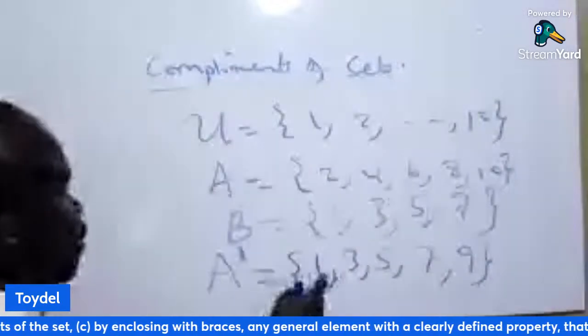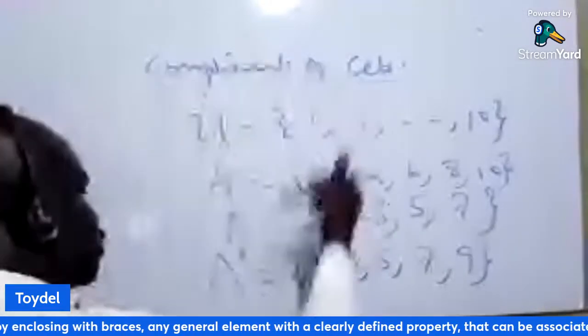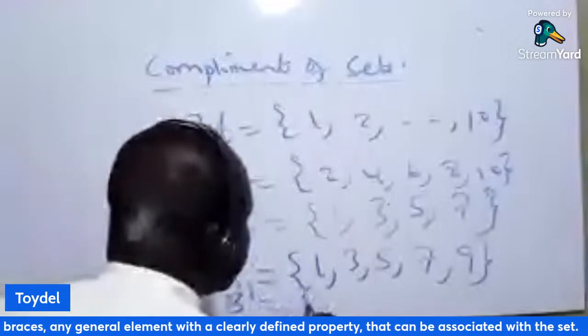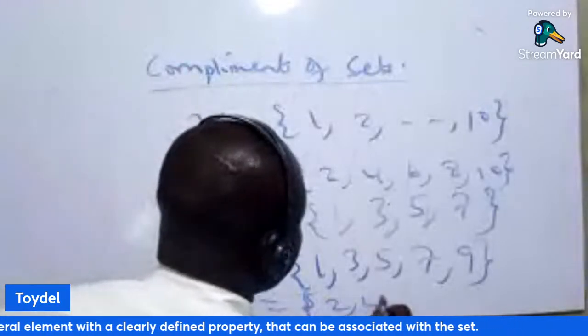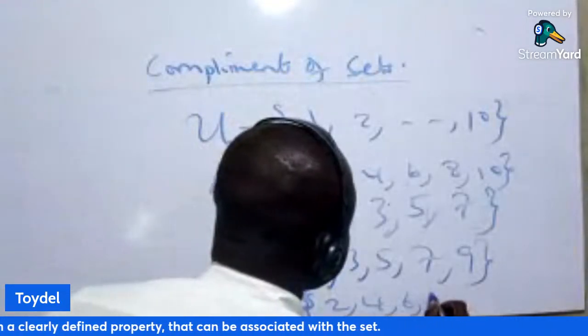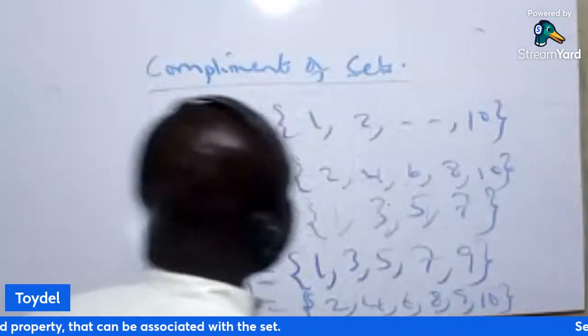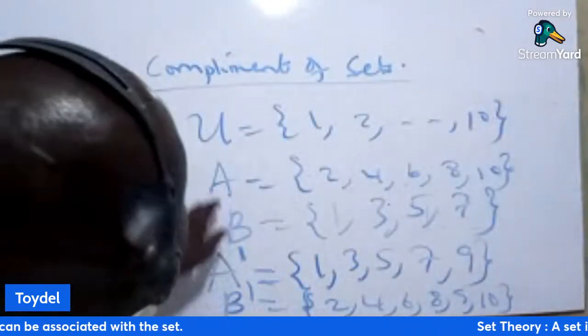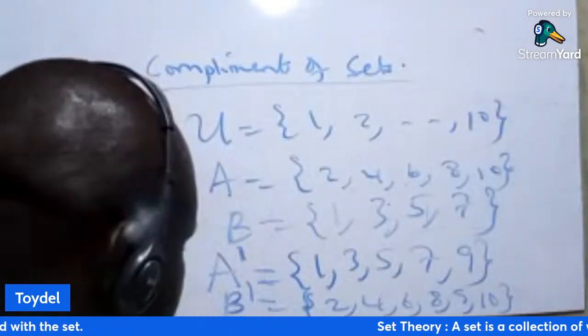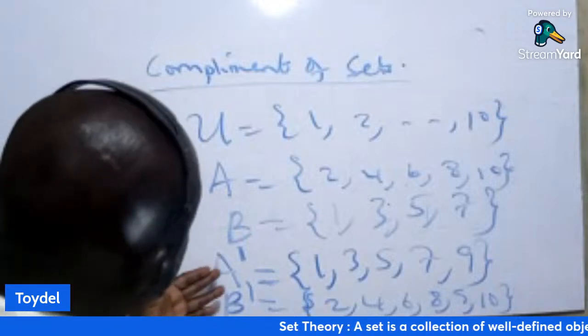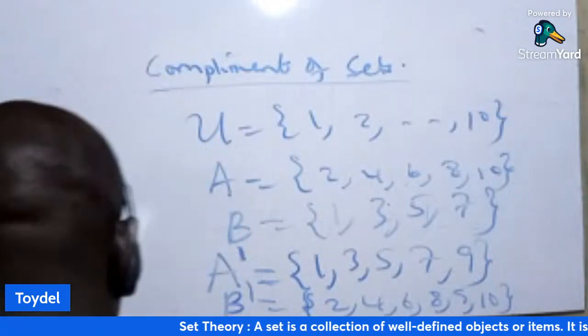So these are the elements that you have in the universal that are not in A. So I can also ask you to find B complement. B complement will be 2, 4, 6, 8, 9, 10. B complement will be the elements that you have in the universal that are not in B. So that is a simple interpretation of the complement of a set.